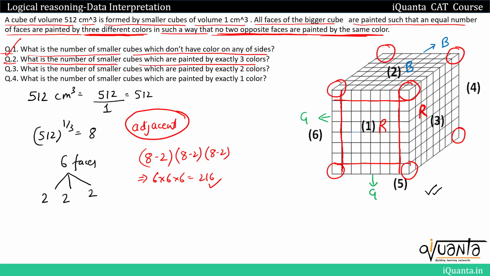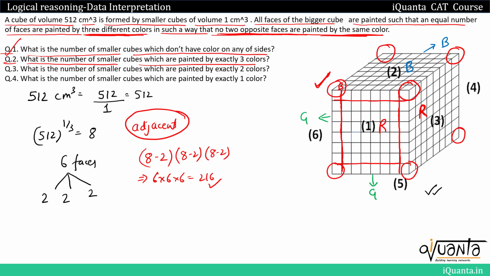It is not visible. So let us try to find out which particular cube will be having 3 colors. So if I talk about this particular cube first, we know that one of its sides will be blue because that blue color will come from the top.